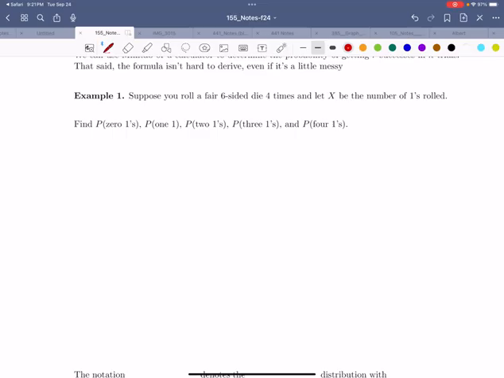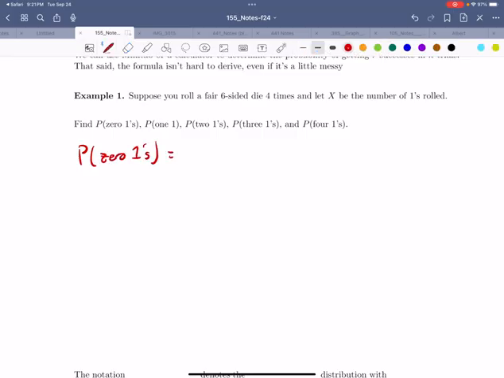The probability of rolling each number is 1 out of 6. We're going to roll it 4 times. We're going to be interested in the number of ones rolled, or the probability that a certain number of ones are rolled, right? What's the probability that 0 ones are rolled? Well, that's not that hard, right? Probability of 0 ones.